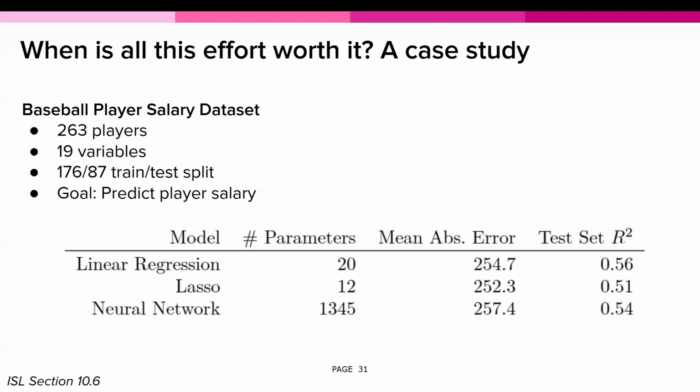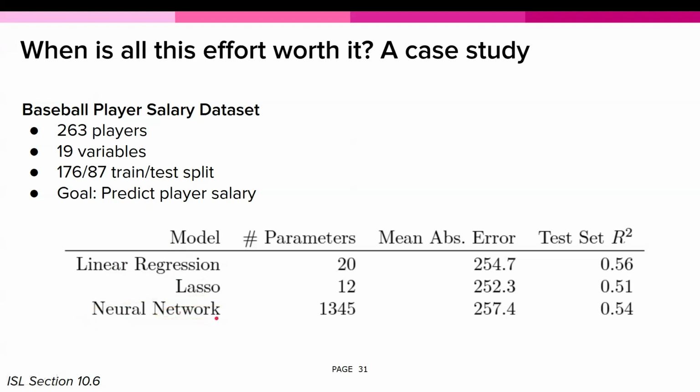So the Introduction to Statistical Learning text has a really great discussion of this. So they had a data set involving the salaries of baseball players. So there's 263 observations or players, and each one was characterized by a set of 19 features. And what they wanted to do was select or predict the salary of a given baseball player based on 19 variables.